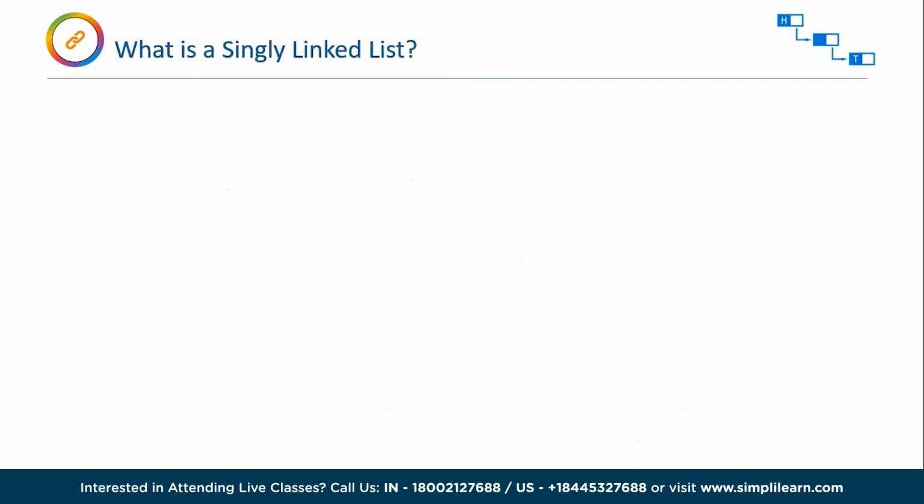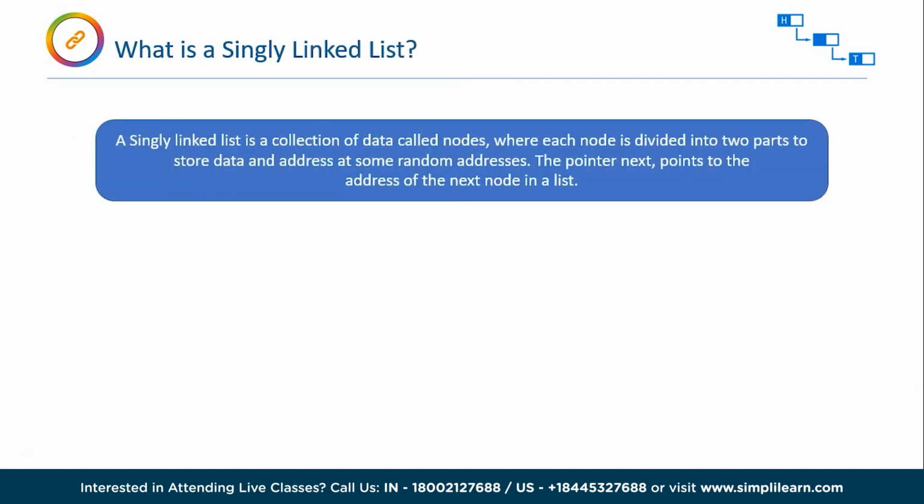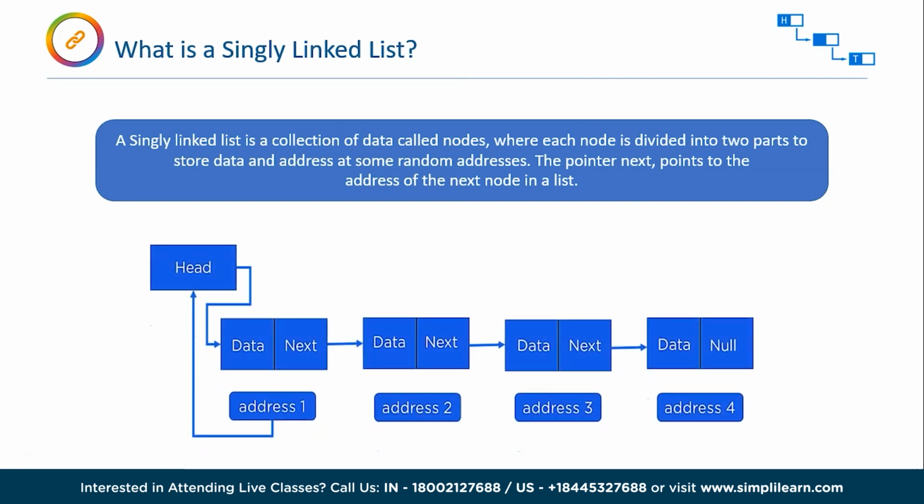So firstly, what is a singly linked list? Now, a singly linked list is a linear data structure used to store a collection of elements such as, let's say, integers or any objects. Now, it is called singly because each element in the list contains a reference or a link to the next element in the list, but not to the previous one.